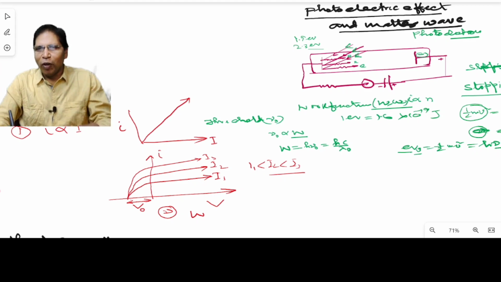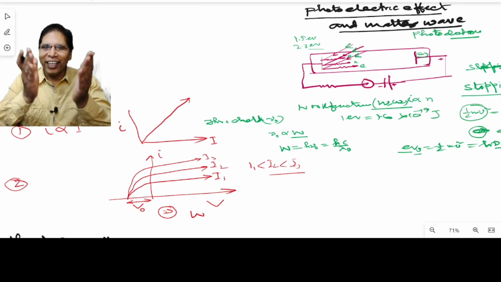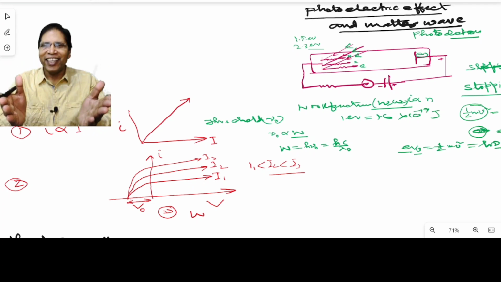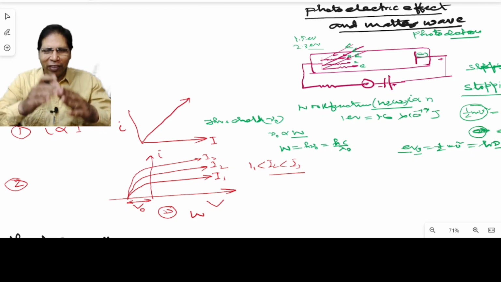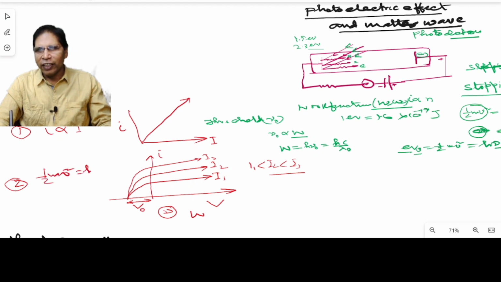Now property 2. The maximum kinetic energy of the electron does not depend on the intensity of radiation. It depends on the nature of the radiation, that is frequency, and the nature of the metal surface, that is work function, from where the electron is emitted. So half mv square equals h nu minus W.